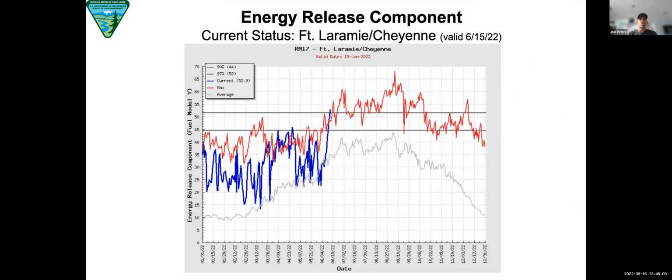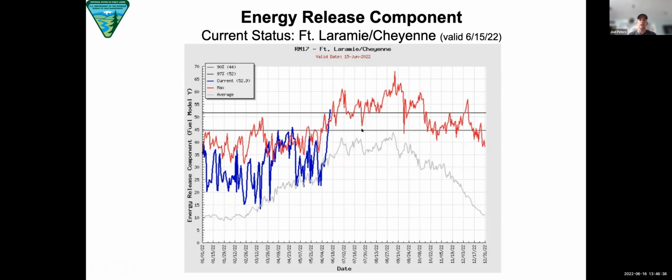So here's some energy release component charts we'll look at. As mentioned, some of that southeast corner, that Fort Laramie Cheyenne area, they're definitely climbing. You can really see that blue line shooting above where we'd like to be. That gray line is the average. We kind of hovered around there, that first part of June, and then it has really skyrocketed since then.